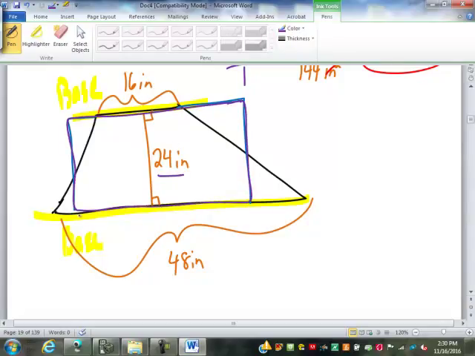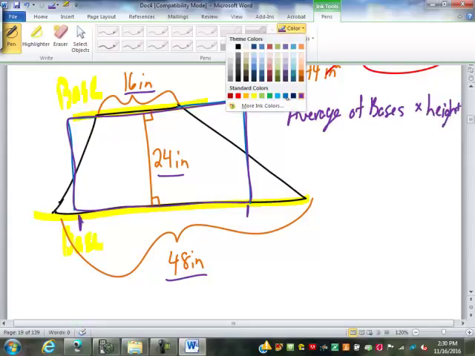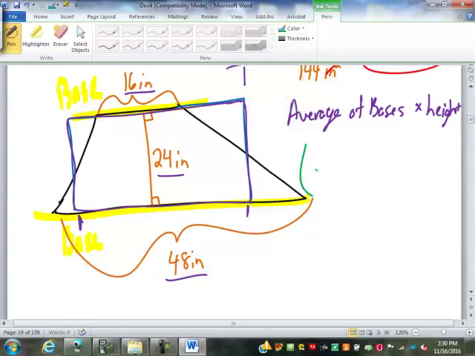We need to find the length. Remember we said the length was exactly between the 16 and 48. It was exactly between the length of the two bases. So it was the average of the two bases. So it's the average of the bases times the height. So the average of our bases is going to be found by just doing 16 plus 48, then divided by 2, and then times our height of 24.